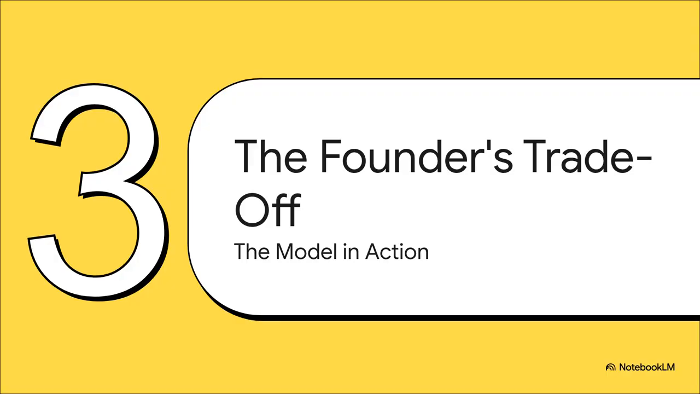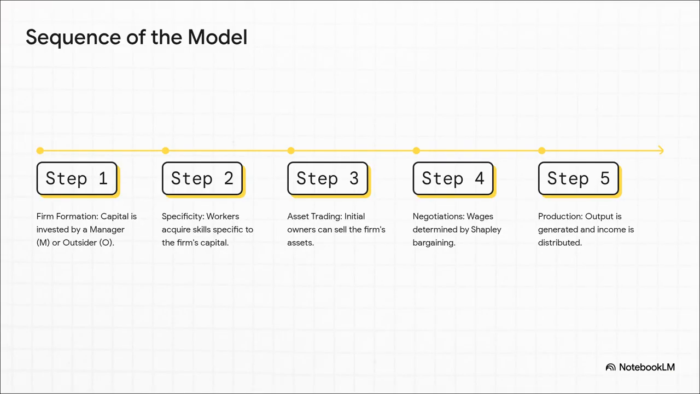Okay, so what happens when you look at the world through this property rights lens? Let's walk through the sequence of the model to see how it all plays out. The model unfolds in 5 stages. Someone invests capital, workers develop firm-specific skills, and then, and this is the absolute game changer, a market for the firm's assets opens up. This happens after the capital is sunk, but before production starts. This stage, right here, is what makes ownership endogenous.